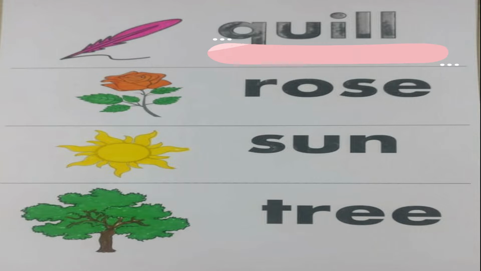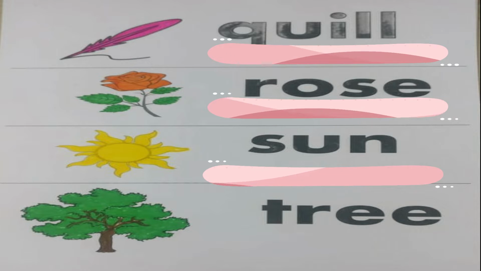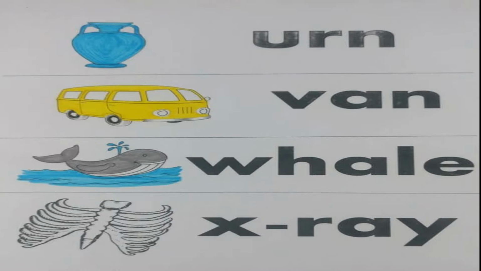Qu as in quill. R. R sounds R. R as in rose. S. S sounds S. S as in sun. T. T sounds T. T as in tree. U. U sounds A. A as in urn. V. V sounds V. V as in van.